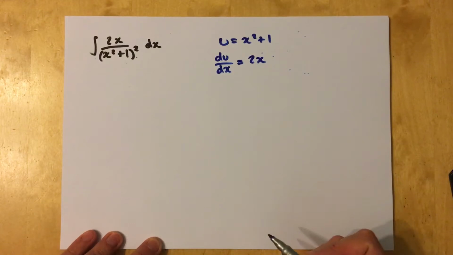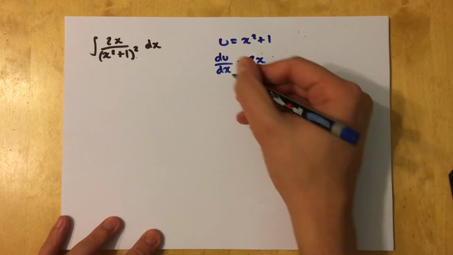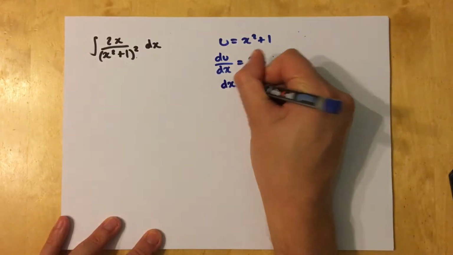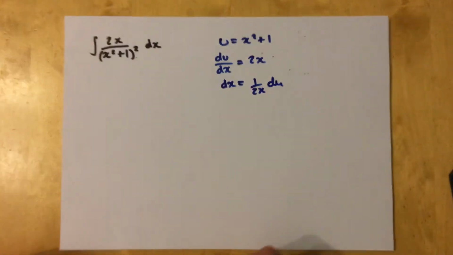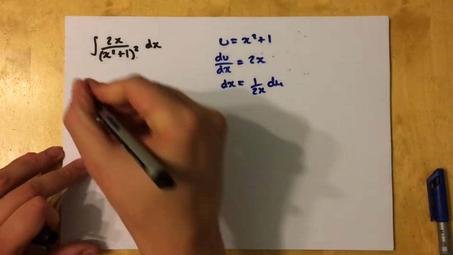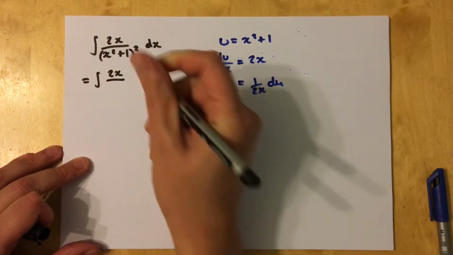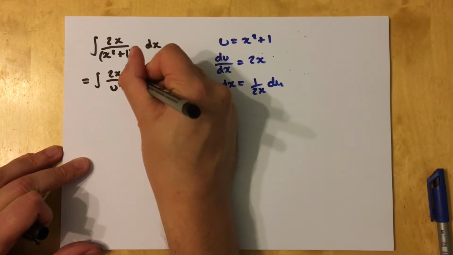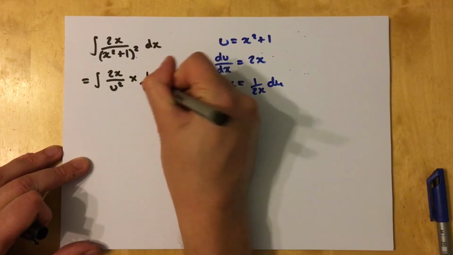So multiply both sides by dx, but divide both sides by 2x. And then we're going to get dx is 1 over 2x du. Okay, so now we're ready to make our substitutions. So we end up with 2x over u squared multiplied by, and then I can replace dx with 1 over 2x du.